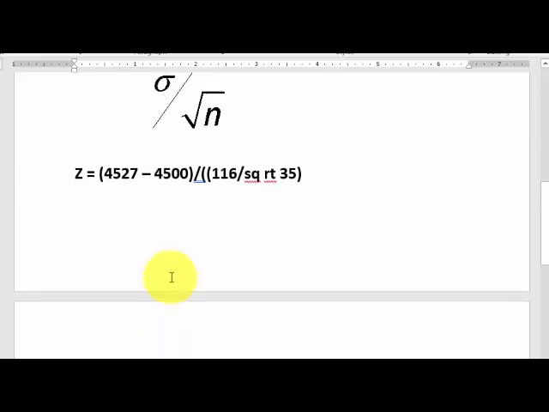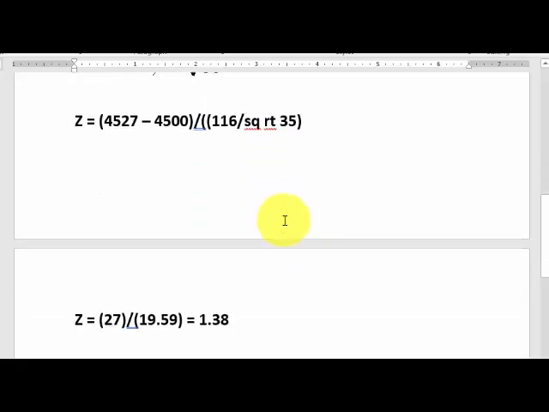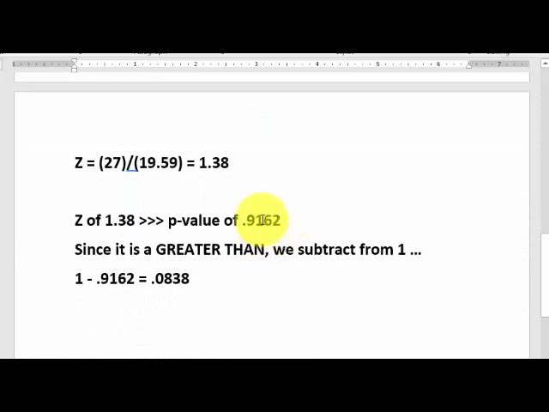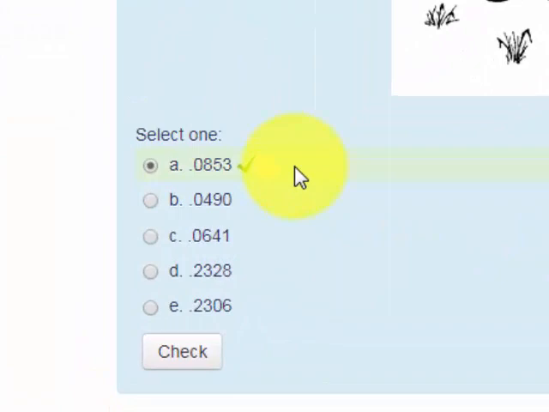But just remember, whenever the alternative hypothesis is a greater than, you run it like a regular one. You find the p-value, but you got to subtract it from 1. That's the only other difference. So when you subtract, you get a final p-value of 0.0838. And I believe that is the answer. Yes, that is the answer.